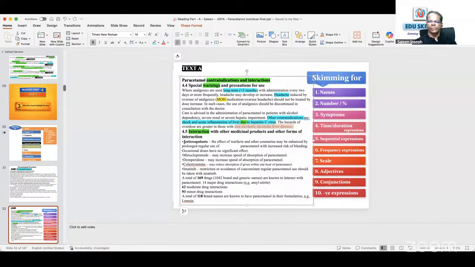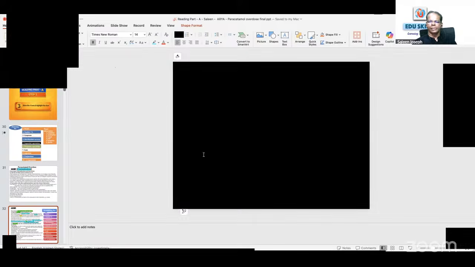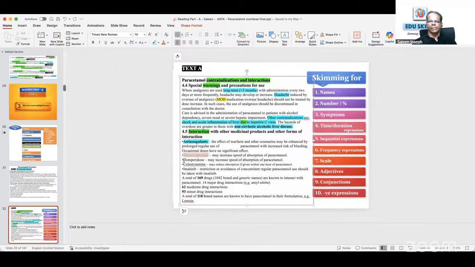Anticoagulants. You have names of medicines, right? Domperidone, metoclopramide, gabapentin. You can underline as you glance through. It requires a couple of seconds. There are numbers: 169 total drugs, 118. All these numbers can be highlighted. One of them could be the answer.